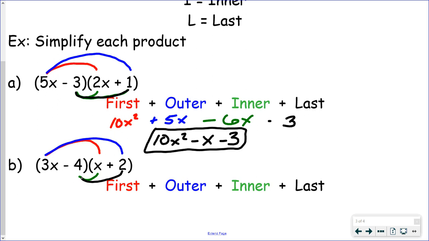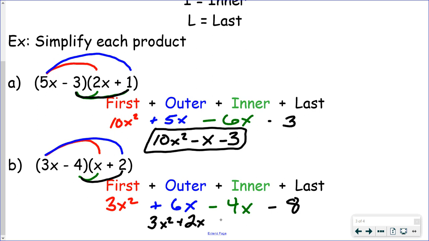So the first two terms give us 3x times x. That's 3x squared. The outer terms give us 3x times 2. That's 6x. The inner terms, this is a negative 4 times x. So it's going to give me a negative 4x. And then last, negative 4 times 2 gives me negative 8. Combine the like terms together. I have 3x squared. 6x minus 4x is positive 2x. And then minus 8. All right. So there's the three methods for multiplying binomials together.